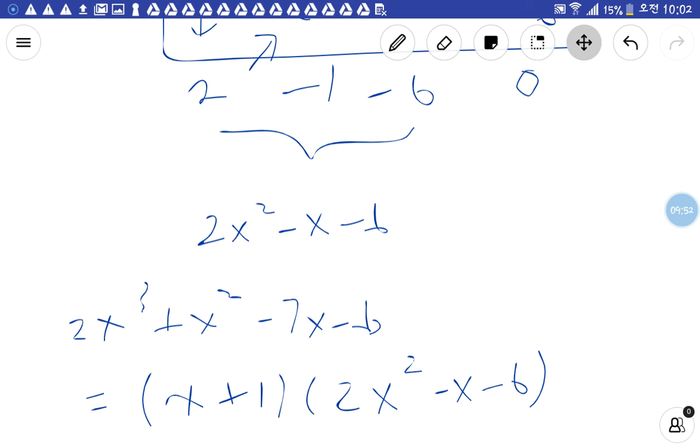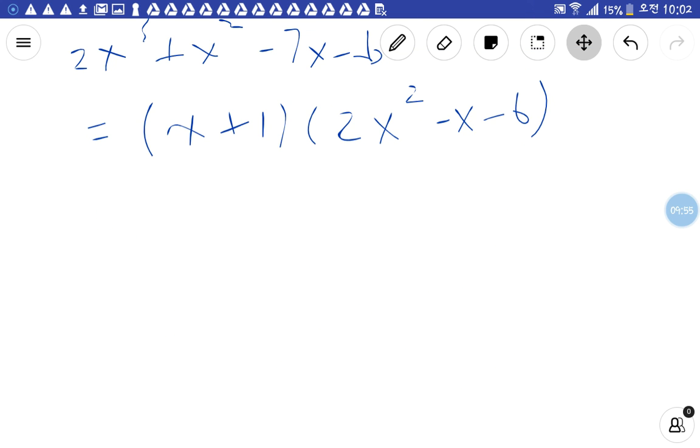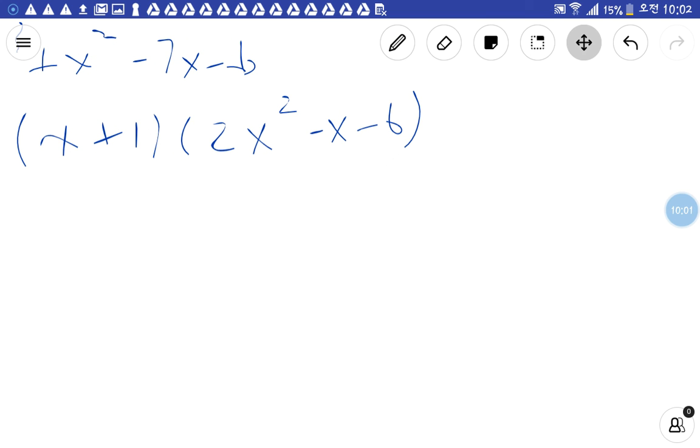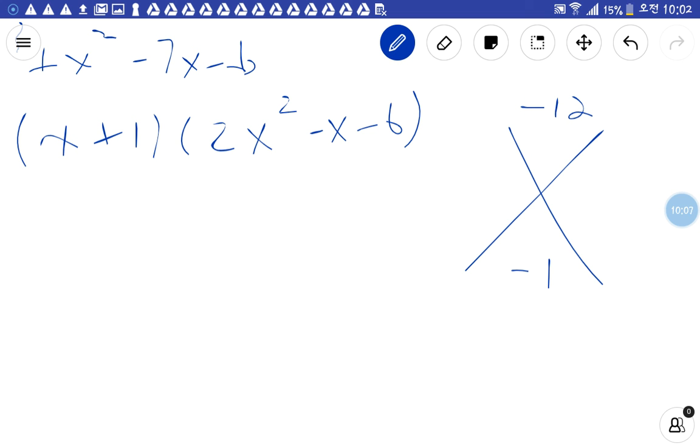All right. Now what do I need to do? You have to factor out fully. So 2x squared minus x minus 6. The product of 2 and negative 6 would be negative 12, and I need to make negative 1. Okay, so two numbers that make 12 are 3 and 4, but they need to have negative 1 as a sum. I have to have a negative in front of the 4.